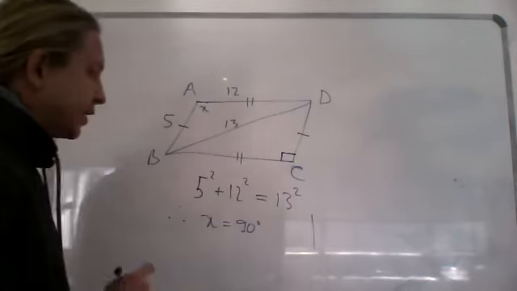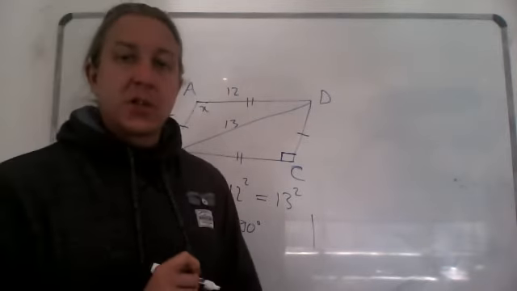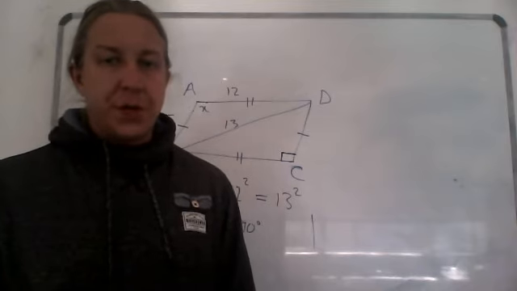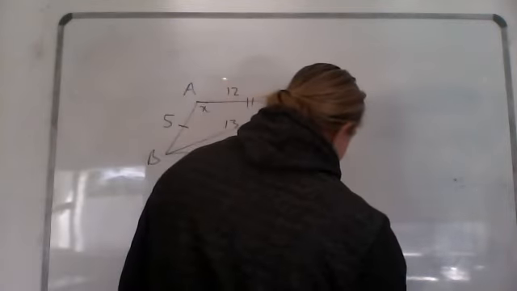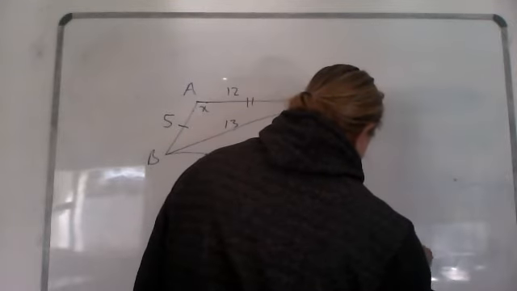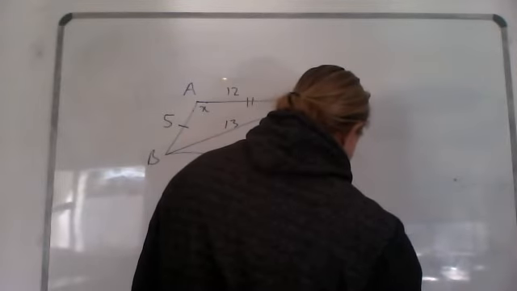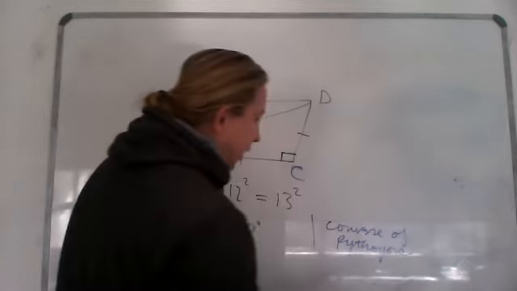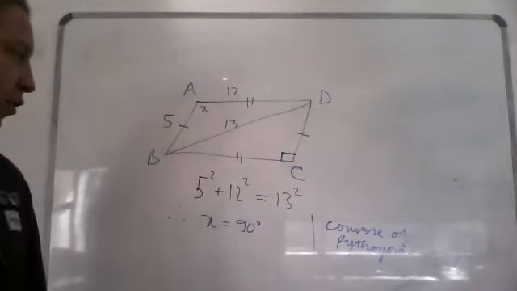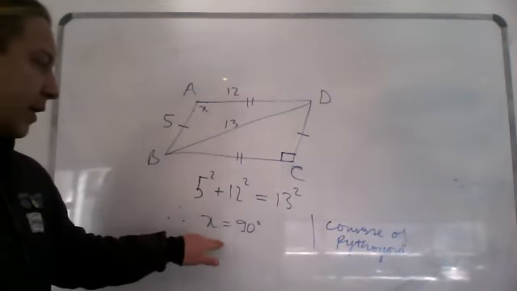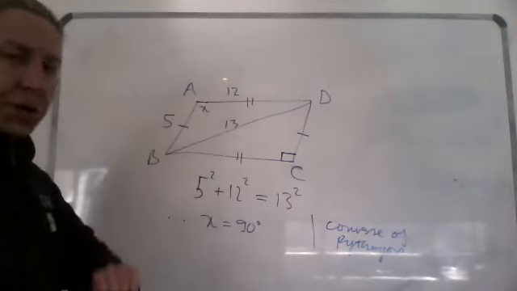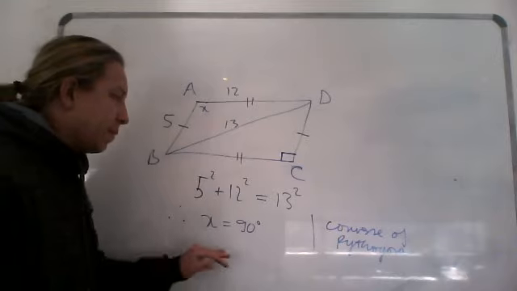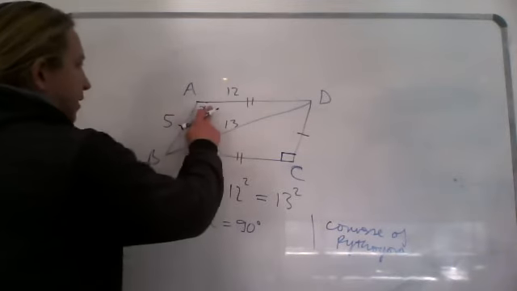So I looked up the reason. The reason for this is the converse of the Pythagoras theorem, because we're using it backwards. So we'll write converse of Pythagoras. That's the reason, that's how we concluded that x is 90, because 5 squared plus 12 squared equals 13 squared. Right, so we know that this is 90.